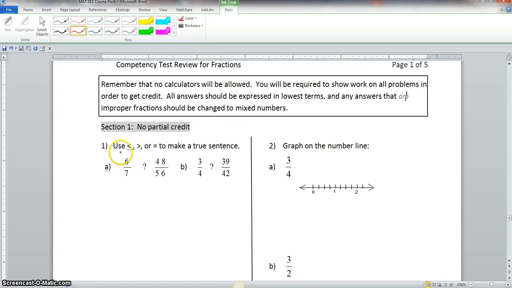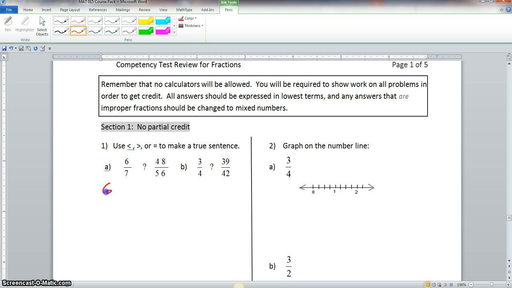Okay, class, we're about to start the competency test review for fractions. I know that a few of you still have not passed this competency, but I'm going to put this on the internet so you all can have a quick reference. Also, I would strongly suggest that you have a separate sheet of paper to be able to write this down. Okay, number one, it says use less than, greater than, or equal to make a true sentence.